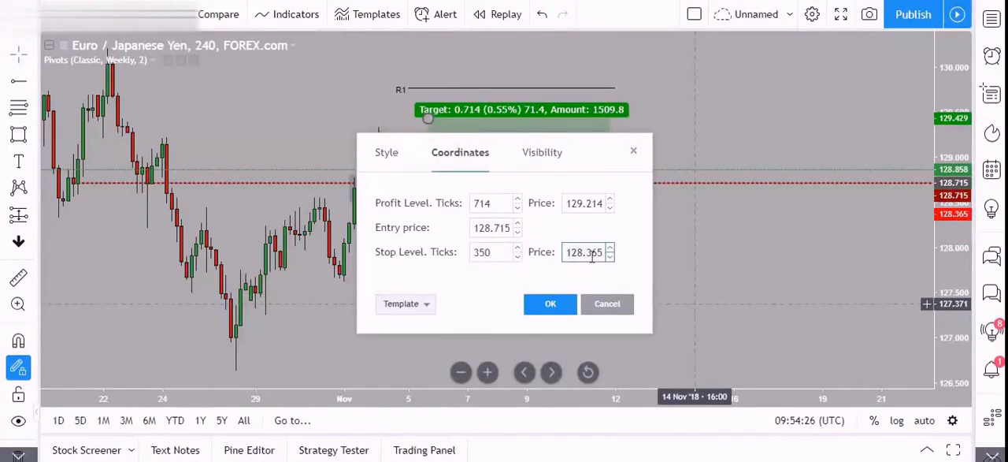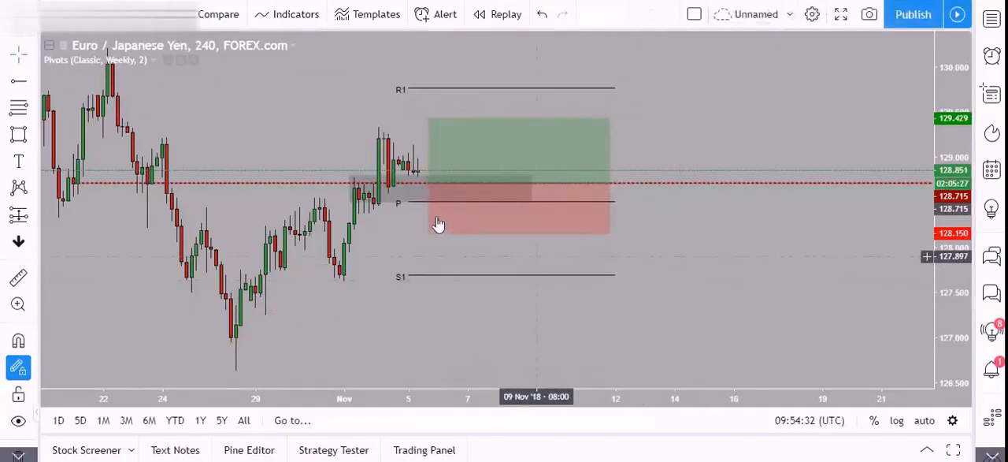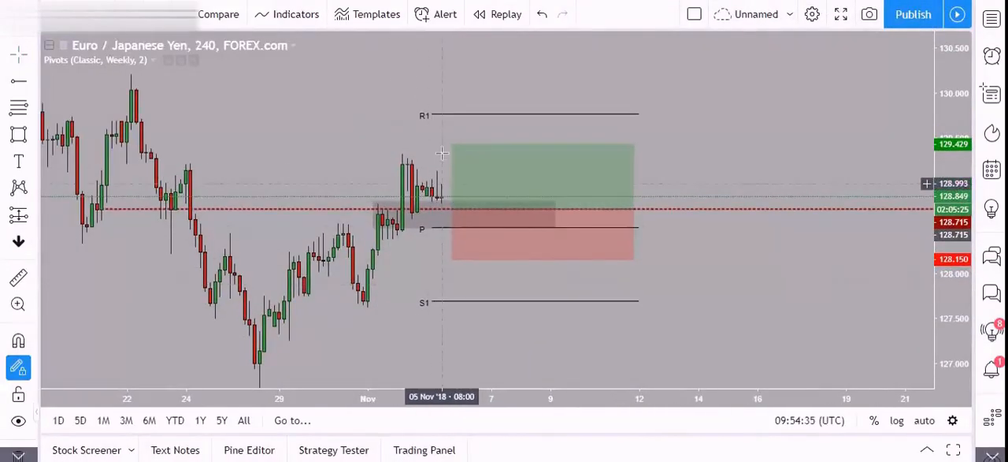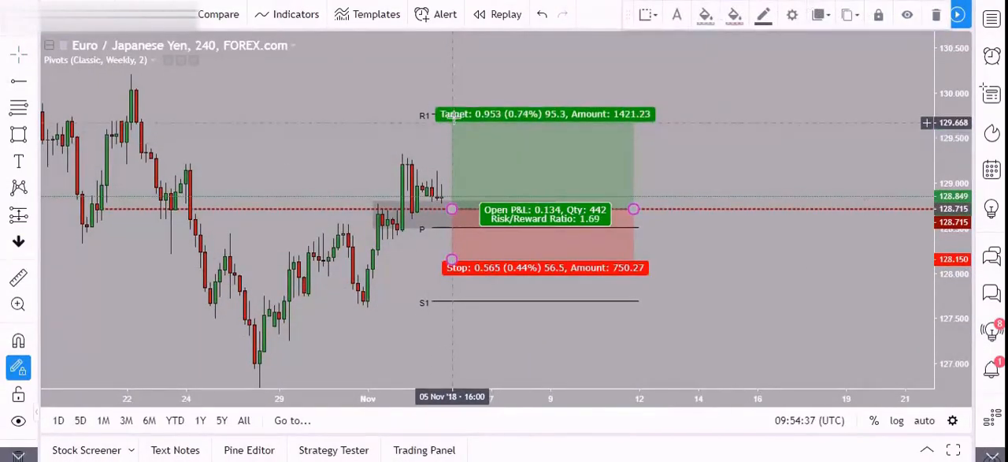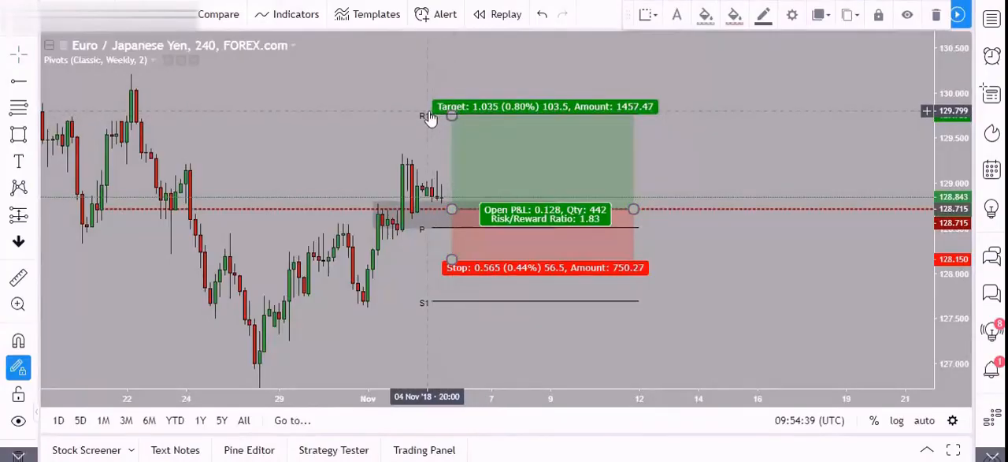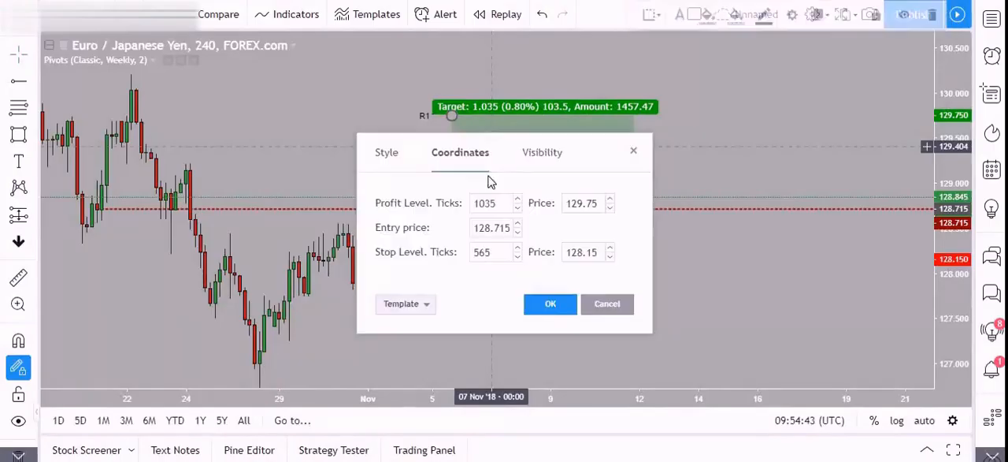71.5. Now the stop loss I copied earlier, I'm going to paste, and this will represent the 35 pips below the lower number of the numbers theory. Take profit will be R1. R1 is 129.75. It means 80, but in a second I will show you something.